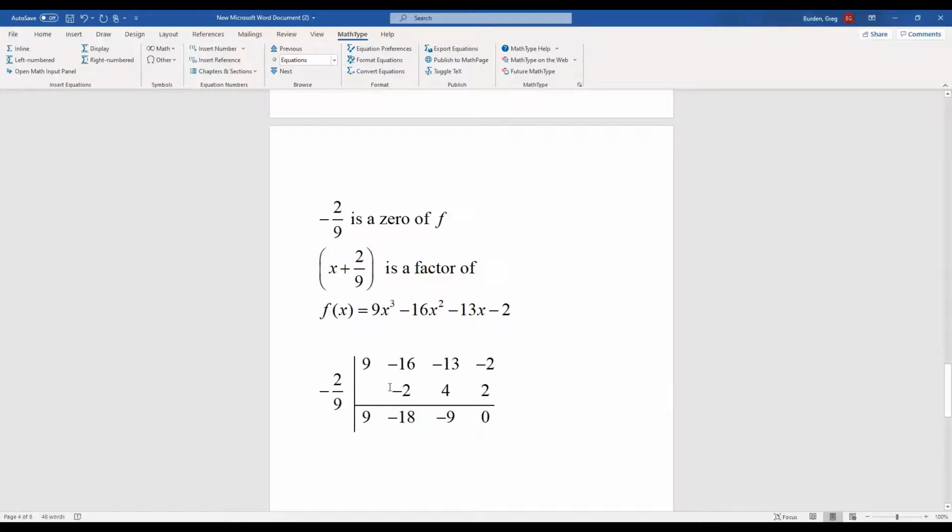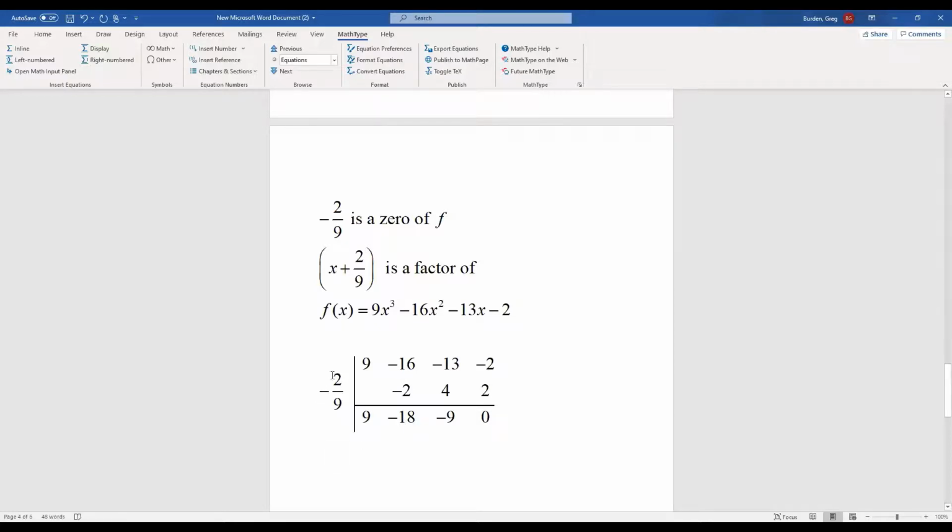And the way synthetic division works is you take the lead coefficient here and you just bring it down to the bottom. We multiply that by the number out here that we're sort of dividing by. We have negative 2 ninths times 9. That gives me negative 2, which I wrote here. We add these two numbers together. So synthetic division is designed in a way where we can avoid really the divisions, replaced by multiplication, and the subtractions replaced by addition. So negative 16 and negative 2 added is negative 18.